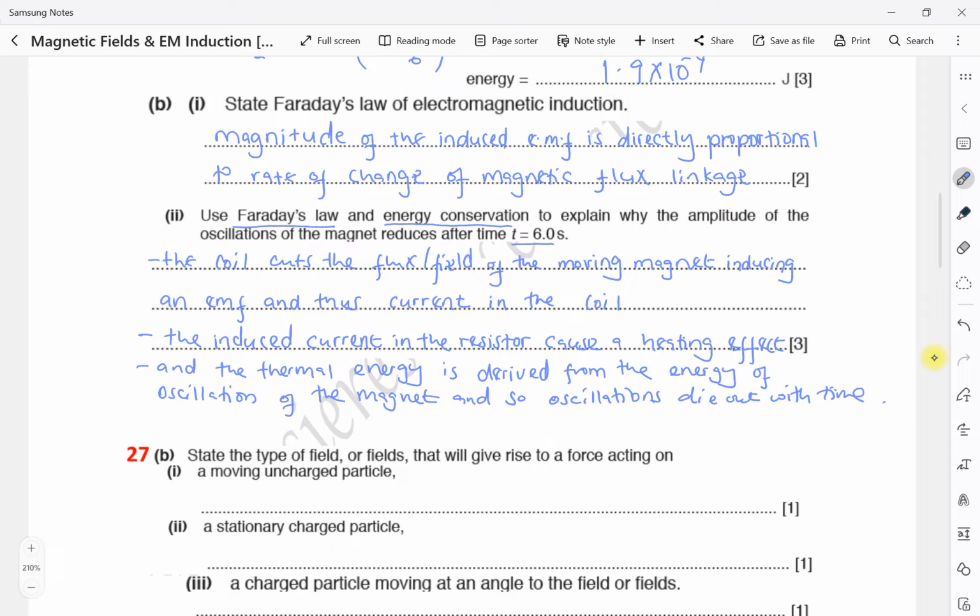Because the energy of oscillations is what is actually converted into electrical energy in the coil, as the coil cuts the magnetic field, that electrical energy is now going to be flowing through the resistor, and therefore it is going to cause a heating effect in the resistor. So because energy is dissipated as heat in the resistor, and yet it is derived from the oscillations of the magnet, then it means the magnet is going to slow down. The oscillations are going to die away with time.